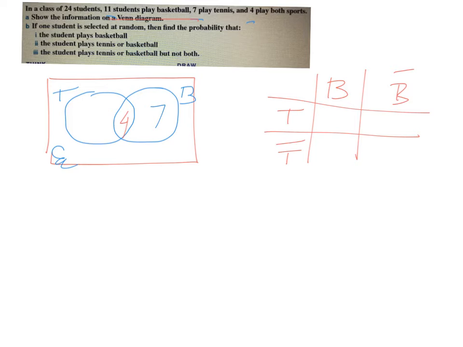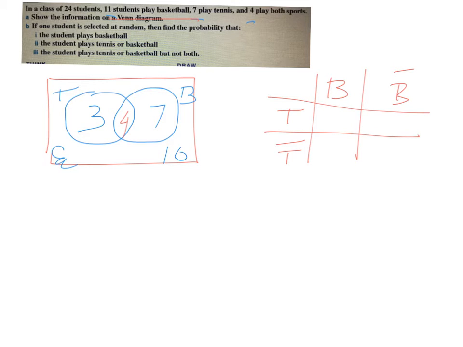And if 7 play tennis, 4 already play both, so that means 3 only play tennis. So we can just check that now. So 4 play both, 7 play tennis, 4 and 3 make 7, 11 play basketball, 4 and 7 make 11. Okay, so we've got 24 students. So now we're going to have some left over here. So 3, 4 and 7 is 14. That means we've got 10 students that don't do either.